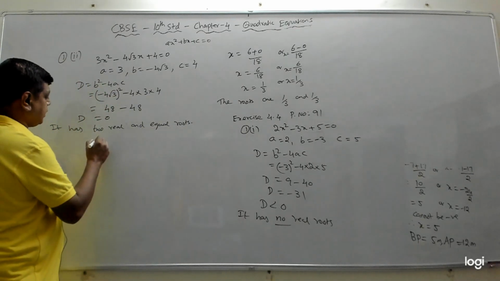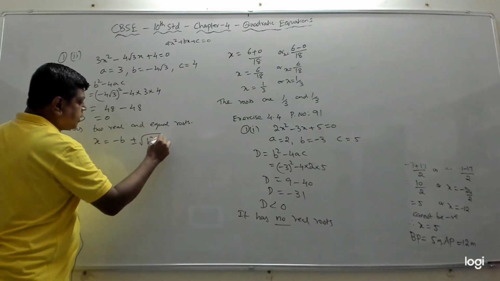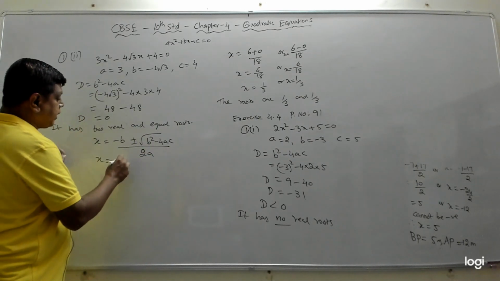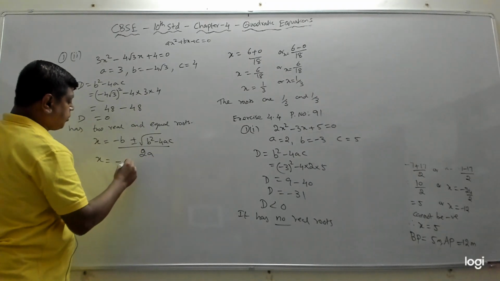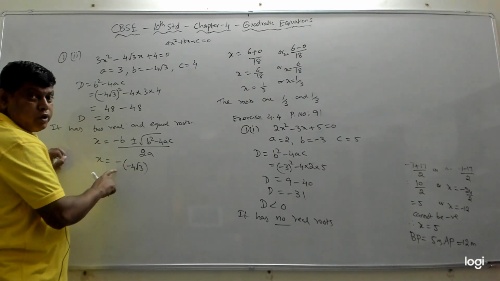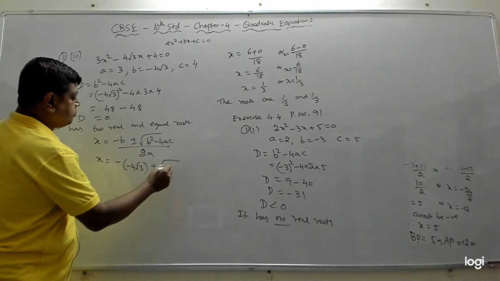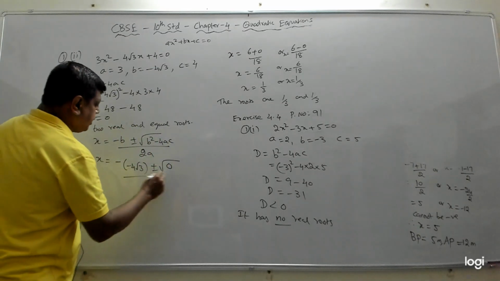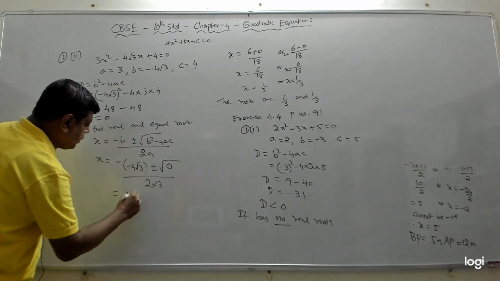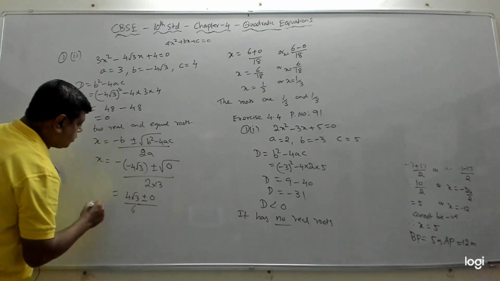Now that will be x equal to minus b plus or minus square root of b square minus 4ac by 2a. That is the formula for finding the roots. So minus b is minus of minus 4 root 3. This minus is the formula's minus, and b itself has a minus. Double minus will come. You have to be careful. Plus or minus square root of b square minus 4ac, which is 0, by 2 into a. A is 3, 2 into 3. So this will become 4 root 3 by 6 plus or minus square root of 0, which is 0. That is your x.